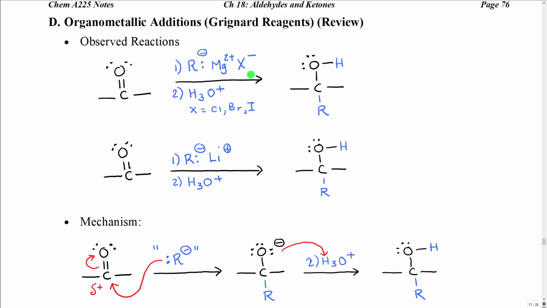We do first the Grignard, then we do a separate hydrolysis step. The Grignard has made a bond to the carbon of the C double bond O. It's converted it to a single bond, and then we protonate. So we make an alcohol. We do a similar thing with an alkyl lithium, RLi, or R minus Li. Again, hydronium second step.